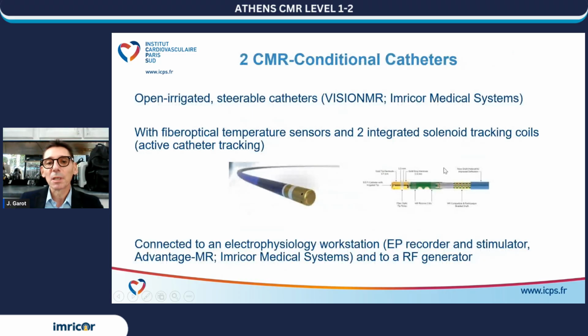For the catheters, you need steerable catheters, that's Vision MR catheters from Imricor Medical Systems. You can see the catheter here. They are designed with fiber optical temperature sensors at the tip of the catheter, here in gold, and two solenoid tracking coils, here in green. These are receiver coils, and they are mandatory for active catheter tracking. The catheters are connected to an EP workstation, as I showed before, and to the RF generator.